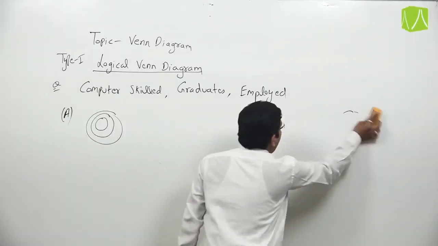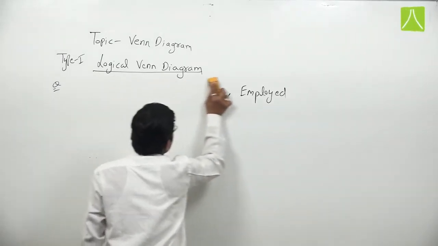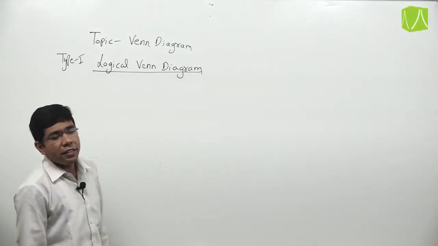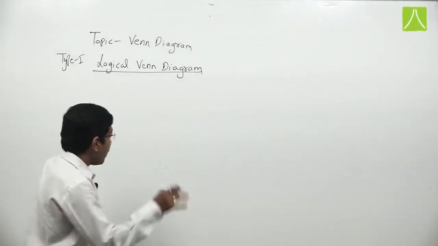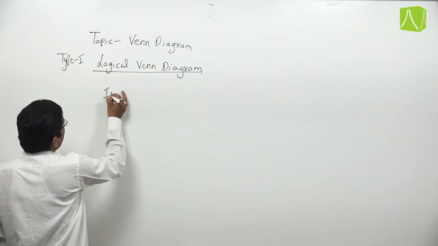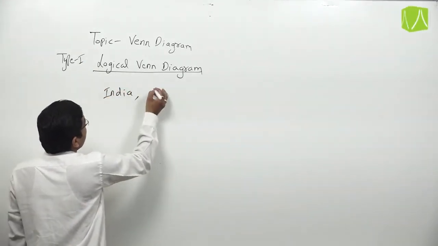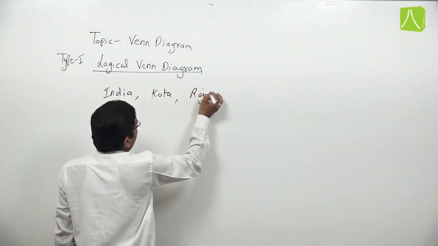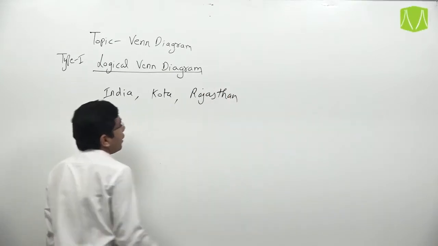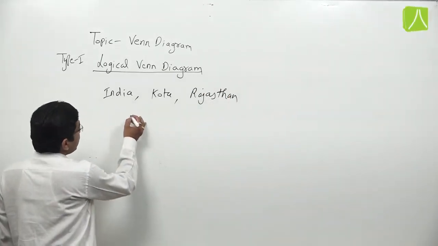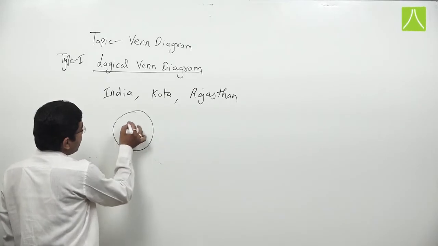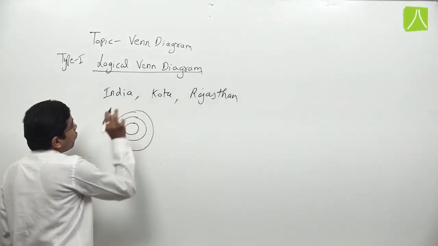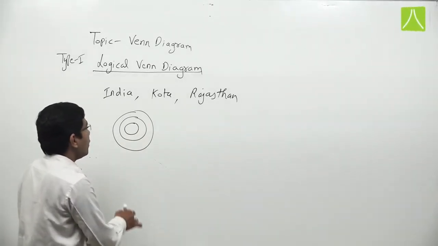So, the idea of this topic is clear: we have to represent the elements according to the Venn diagram. Suppose there is an example: India, Kota and Rajasthan. India, Kota and Rajasthan. For this we use this diagram. This circle denotes India, then Rajasthan, then Kota. So, for these terms we can use this diagram.